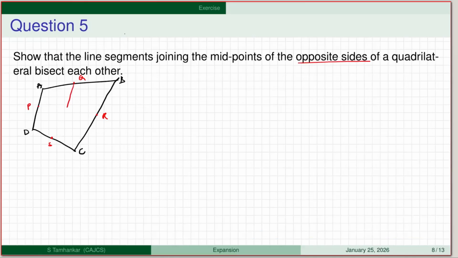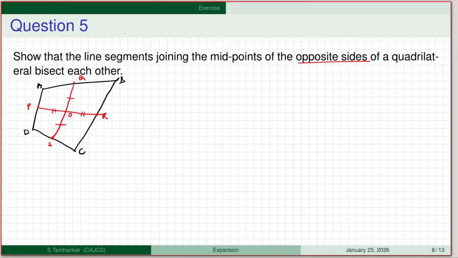So what does that mean? I have to join PS and PR. Okay, so I have to join PR. Let us say they meet at some point O. So what are we supposed to show? That they bisect each other. Bisect each other as in this. Okay, so this is what you need to prove.